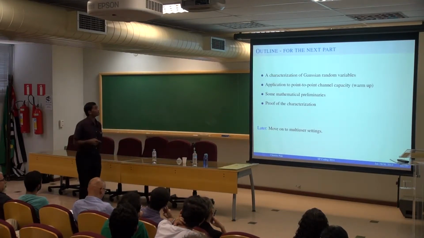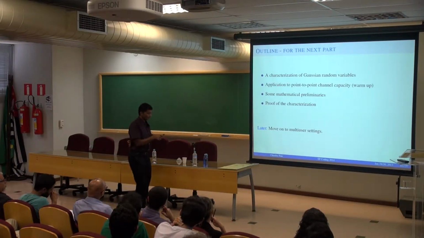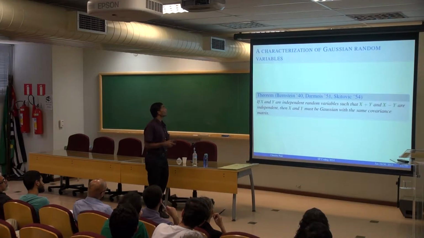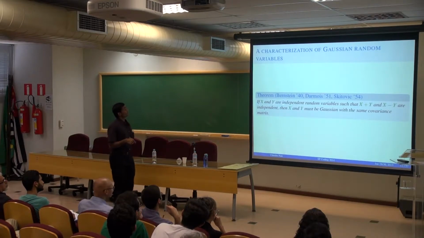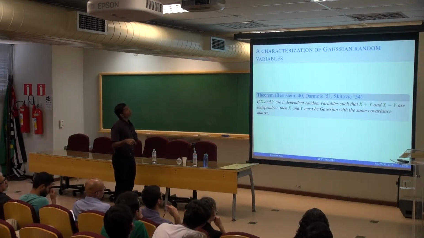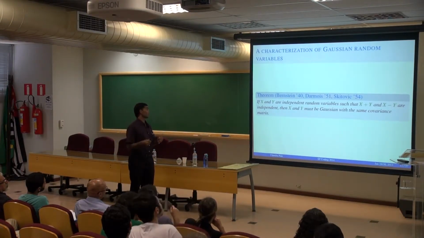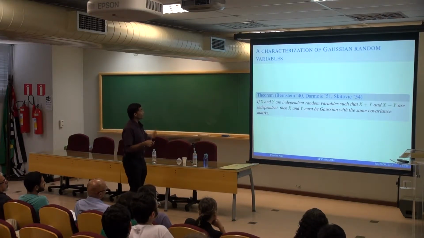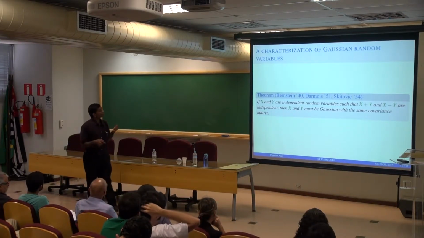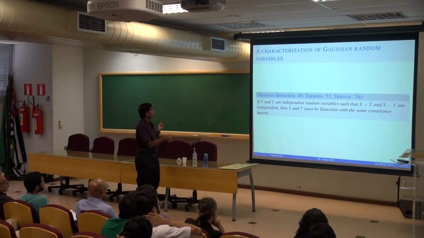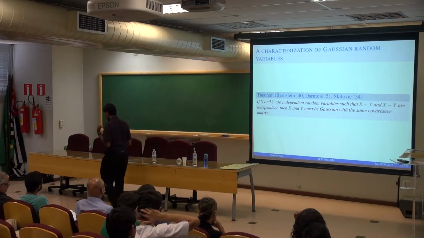Okay. So if I miss something, you can reset, because I'm just stating a fact now. Here is the characterization of Gaussian random variables. It says that if x and y are independent random variables such that x plus y and x minus y are also independent, then x and y must be Gaussian with the same covariance matrix. I'm assuming they are vectors. So if there are two independent random variables such that their sum and difference are also independent, then x and y must be Gaussian.